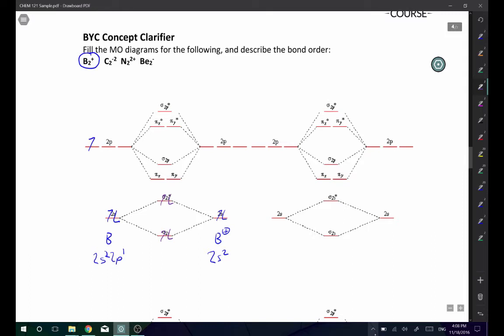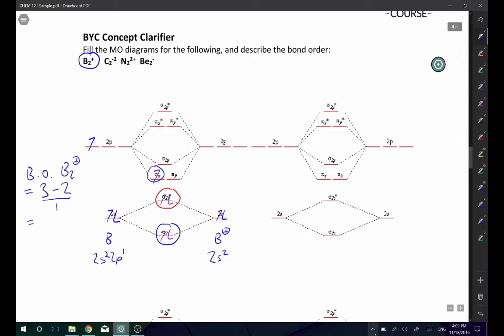So we need to know the bond order for this. I'll do this in blue just to colour code a bit better. The bond order for B2 plus: the number of bonding electrons, where are they? You have 2 over here, and you have 1 over here. What about the number of anti-bonding electrons? You have 2 over here. So 3 bonding electrons minus 2 anti-bonding electrons, divided by 2. That will give us a bond order of 0.5.